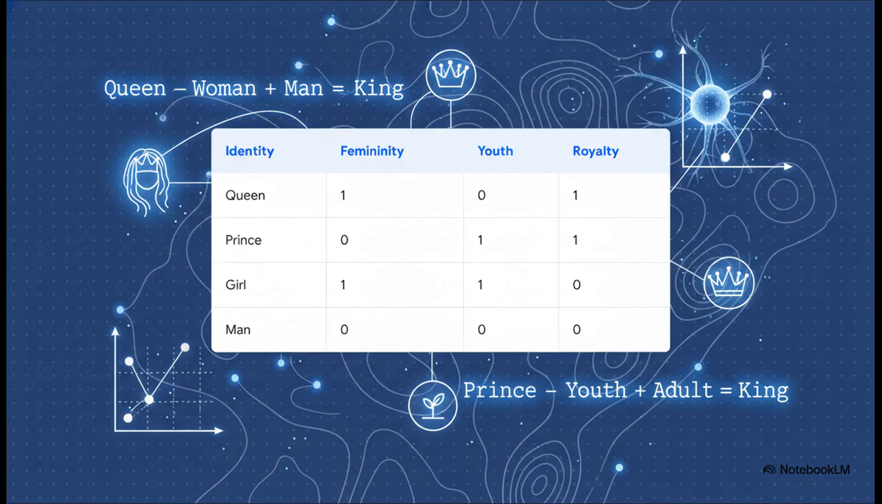Here, concepts like queen or prince are broken down into numbers or vectors based on different qualities like royalty or youth. So a queen would score high on royalty and femininity, a prince high on royalty and youth.